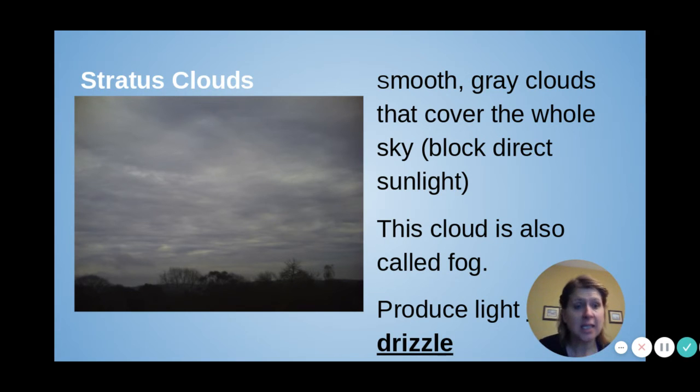It's the one that sits on our mountains in Page County a lot. So if you go out there and you look and you see clouds on the mountains and you can't see the mountains, most likely you are seeing stratus clouds.